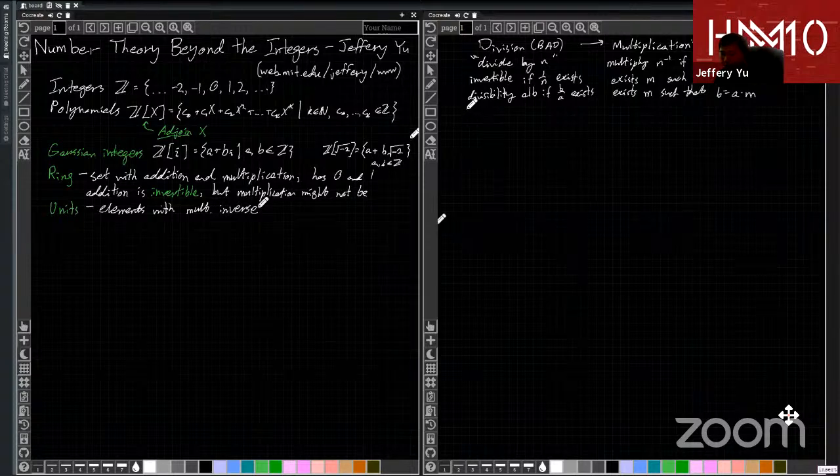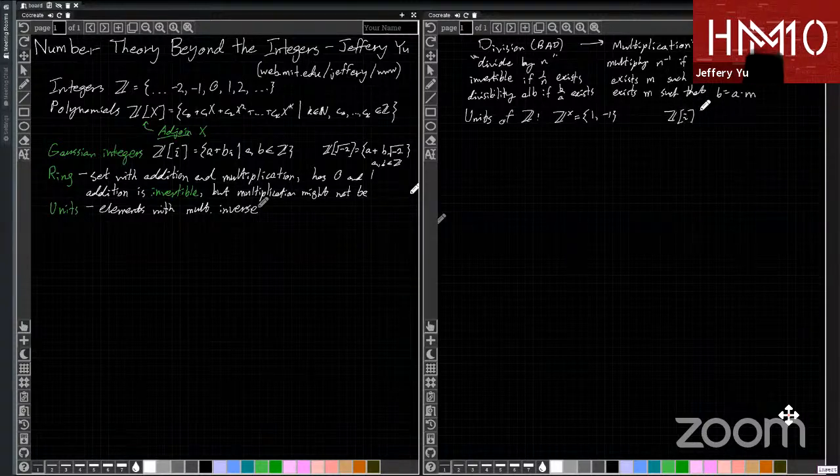For example, what are the units of the integers? We normally write this as the symbol for the set with the times symbol on top of it, indicating it's related to multiplication and that you can invert it. The units in the integers are just 1 and -1, right? They're each their own inverses, and nothing else is invertible. You can ask, what are the units in the Gaussian integers? In here, you would have plus or minus 1 as well as plus or minus i, because i times negative i is 1. So i and negative i are their respective inverses.